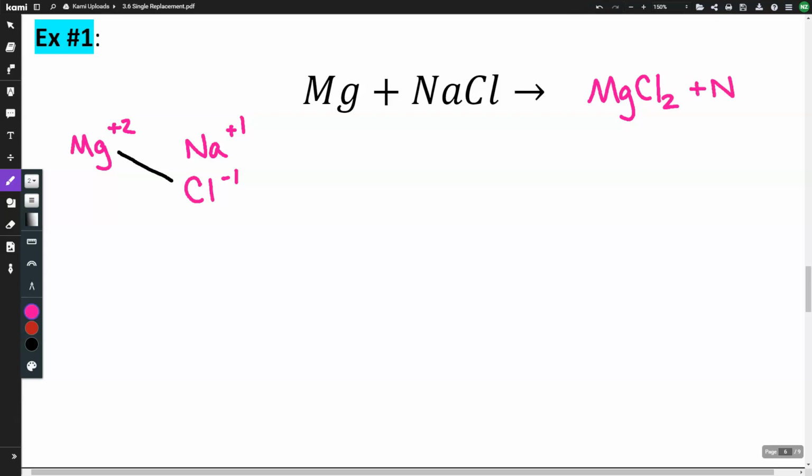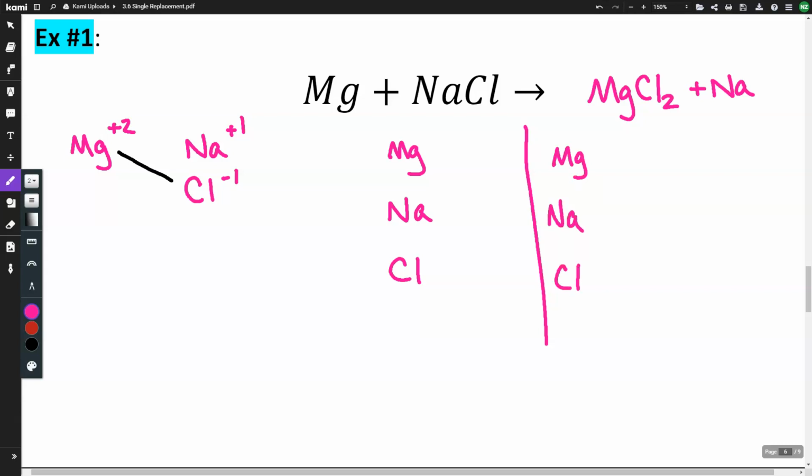And then sodium is going to be by itself. And I'm just going to quickly check. I have no bright or clever friends. Sodium is not on that list, so I can keep going. Our last step is to balance. So we have magnesium, sodium, chlorine on both sides. One magnesium, 1 sodium, 1 chlorine. On the product side, 1 magnesium, 1 sodium, 2 chlorines.